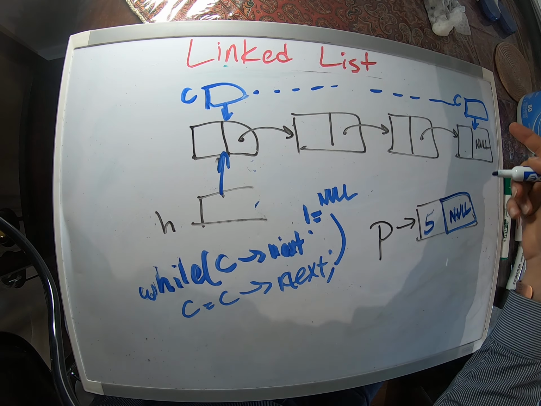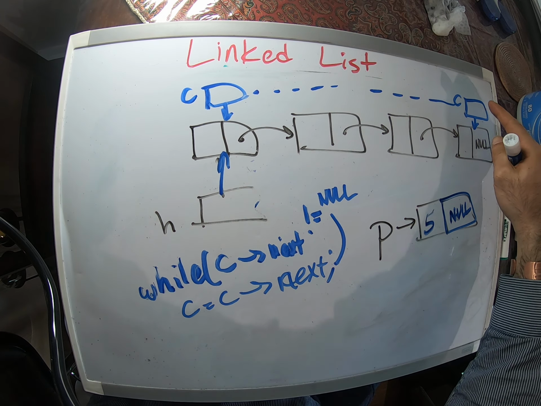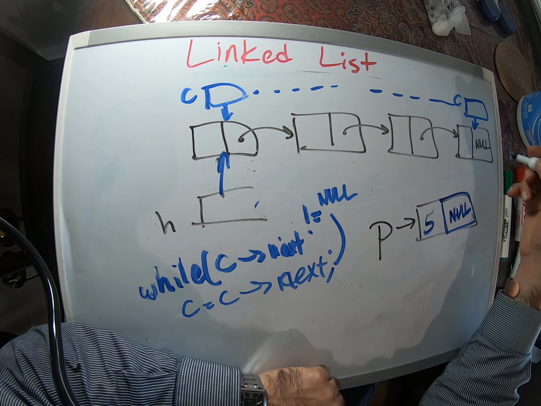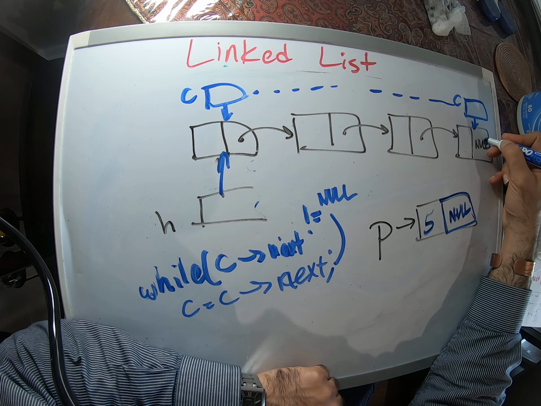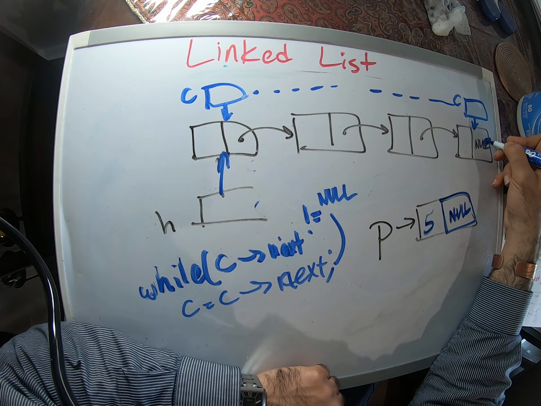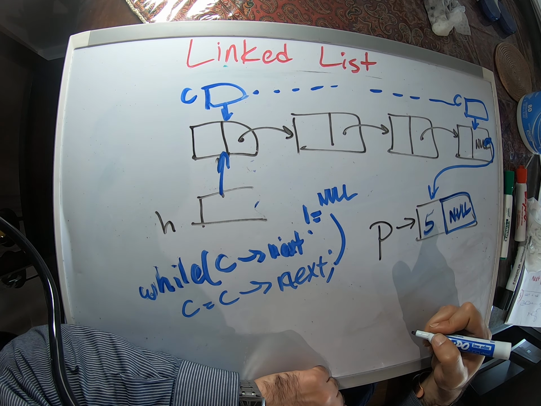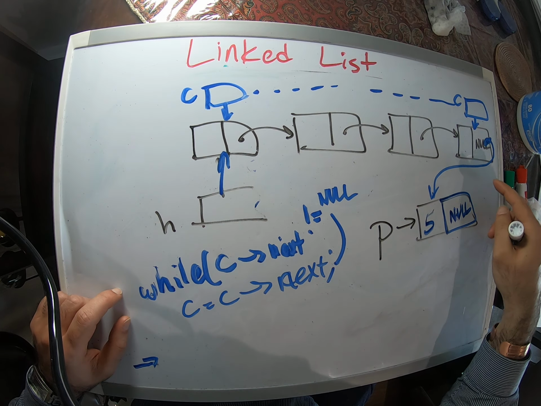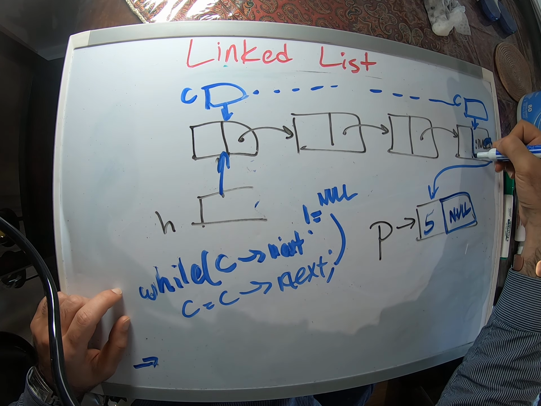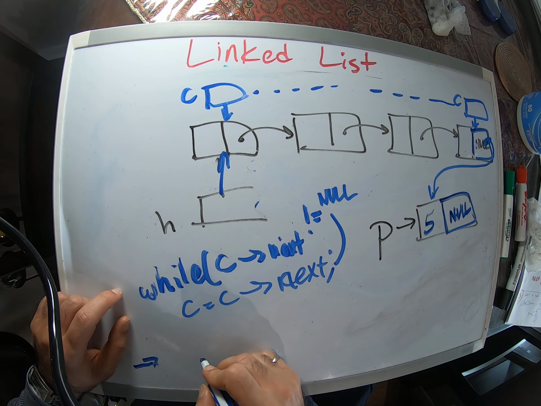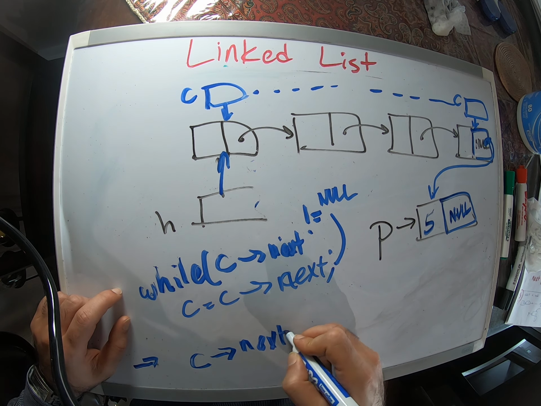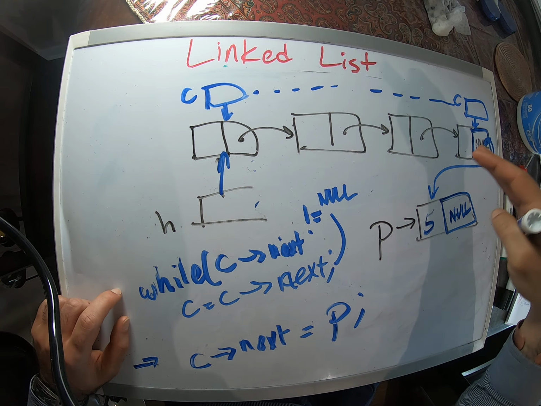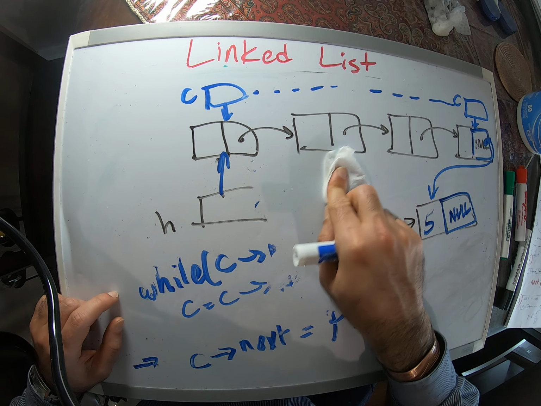So when this pointer moves here, it's very simple. What we want to do is make this pointer point to where p is pointing. As soon as we get out of this loop, we say that c arrow next, which is this pointer, is equal to p. If we wanted to insert at the end, that's how we do it.